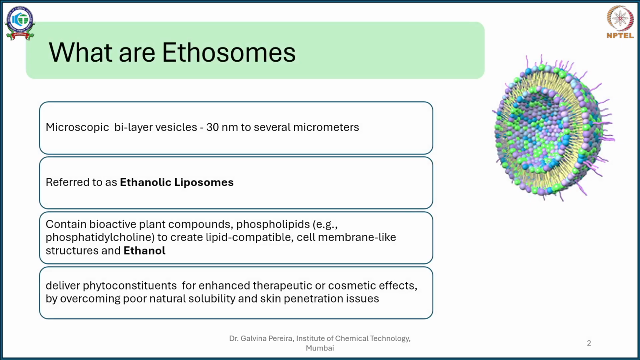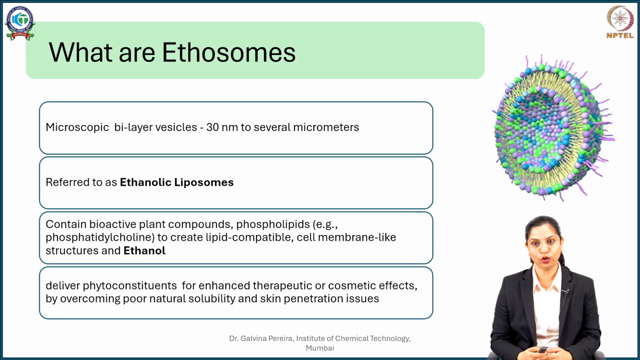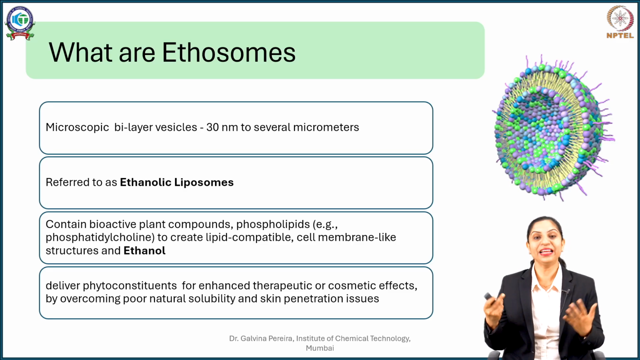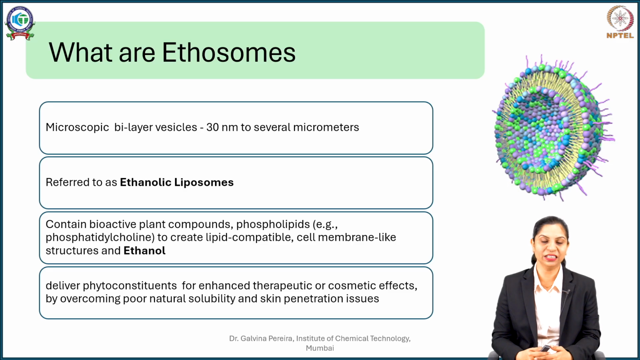So what are ethosomes? Ethosomes are basically bilayer vesicles, very similar to your liposomes, in a way that they contain a phospholipid bilayer. These bilayered vesicles are often as small as 30 nanometers in size and may be as large as several micrometers. Now they are called ethosomes. The word etho comes from ethanolic, and sometimes they are also referred to as ethanolic liposomes for their content of ethanol.